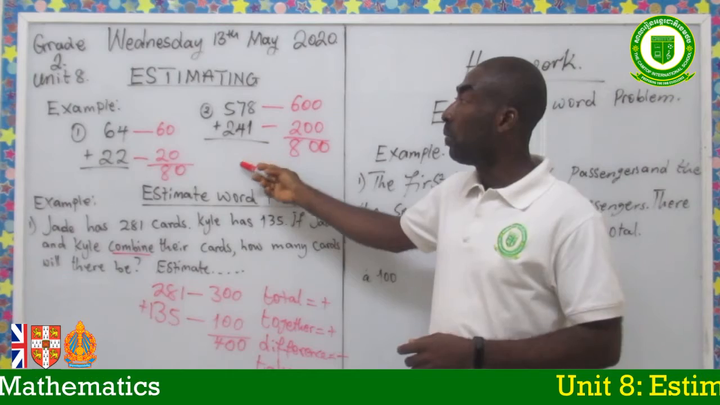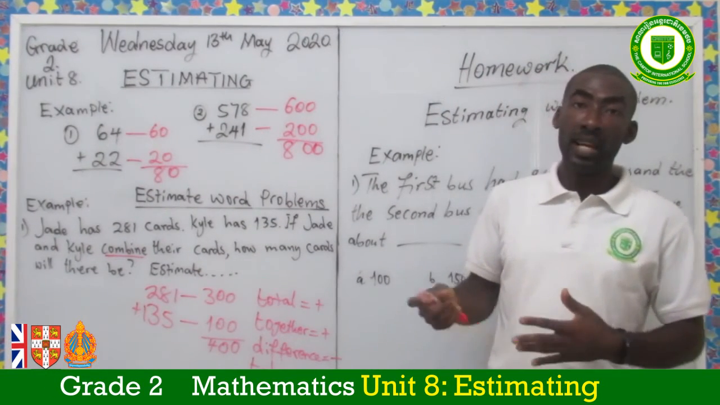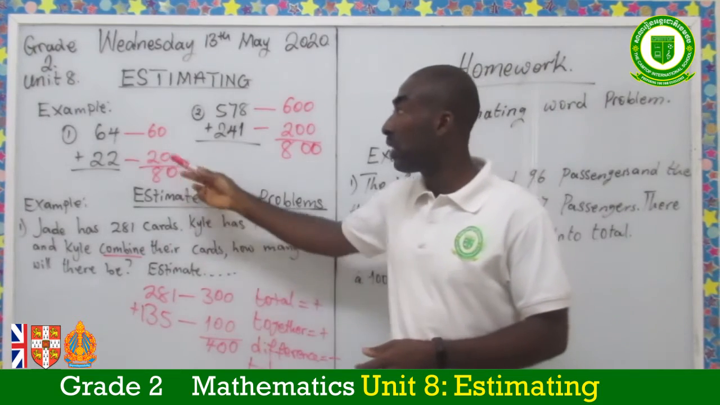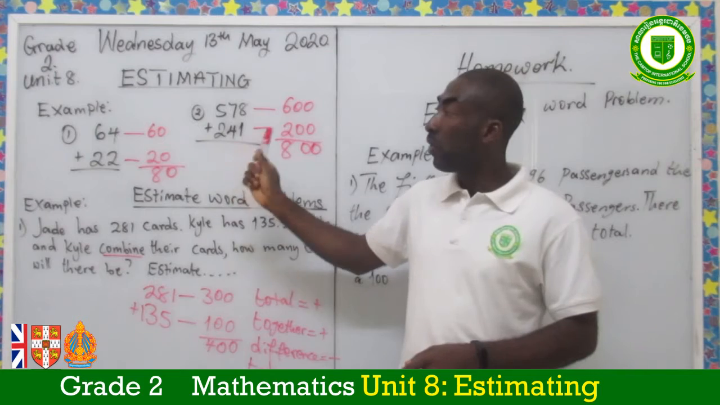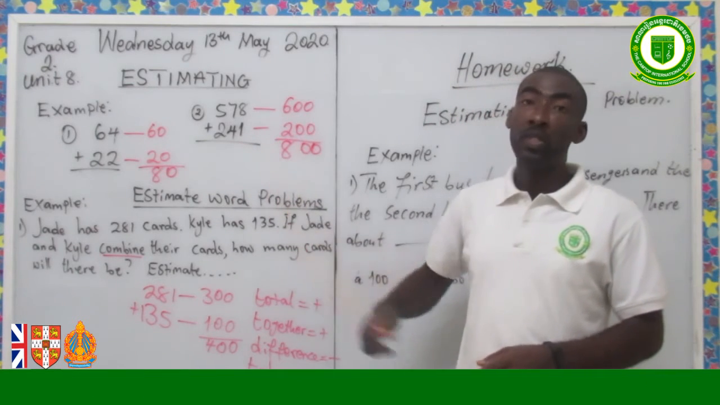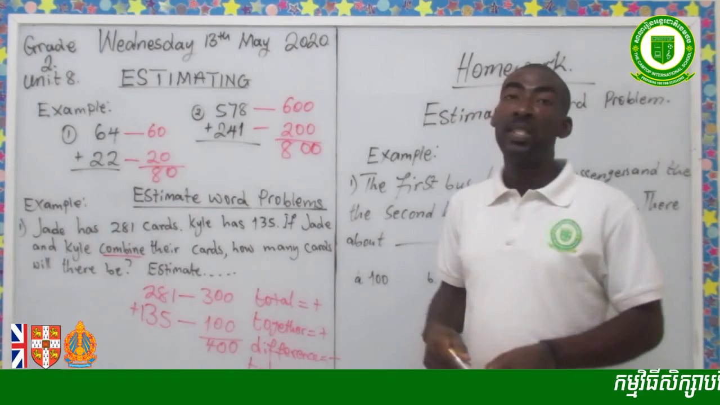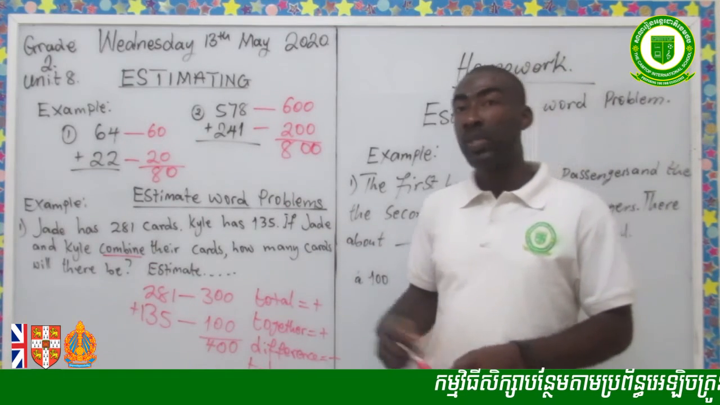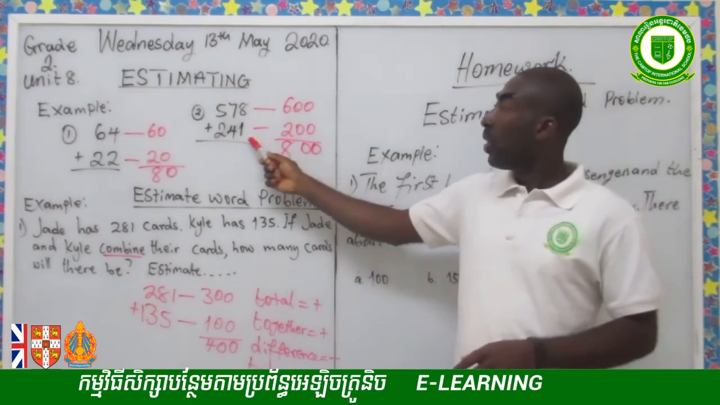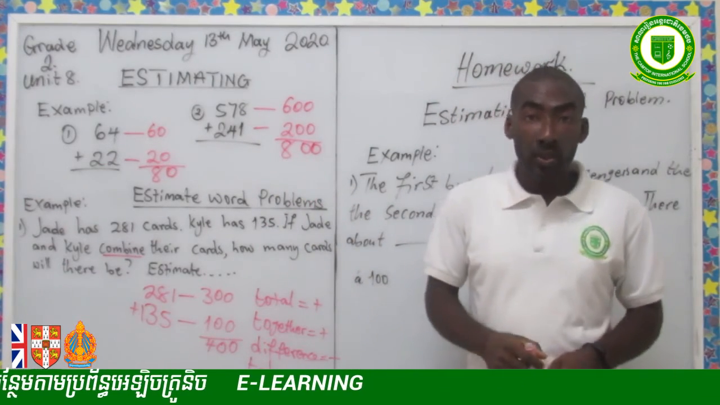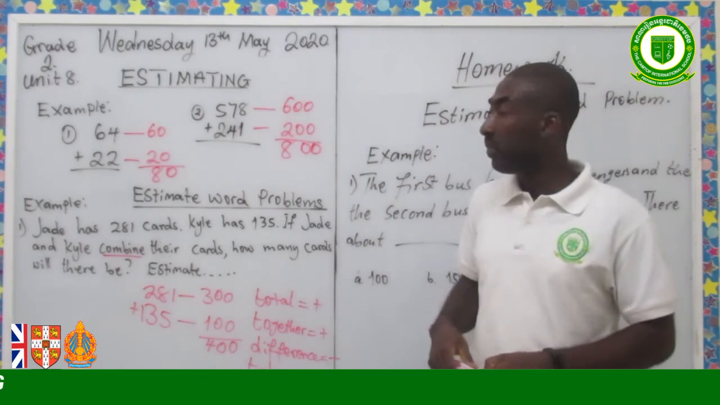So up here we have examples of estimating direct figures where you have 64 and 22. We estimated 64 to 60 and 22 to 20. 578 was estimated to 600. 241 was also estimated to 200 before we did our addition.